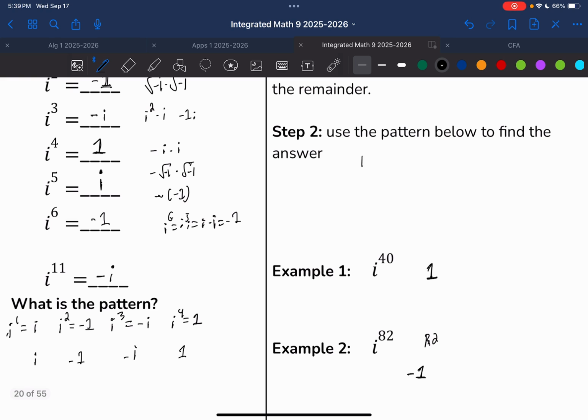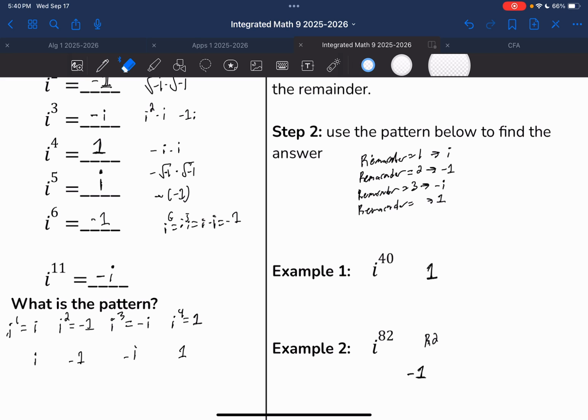So if the remainder equals 1, then the answer is i, when you divide the power by 4. If the remainder is 2, then it's -1. If the remainder is 3, then it's -i. And if the remainder is 4, then it is just 1. Sorry, you wouldn't have a remainder of 4. If the remainder is 0, meaning that it's a power of 4, then your answer is just 1.